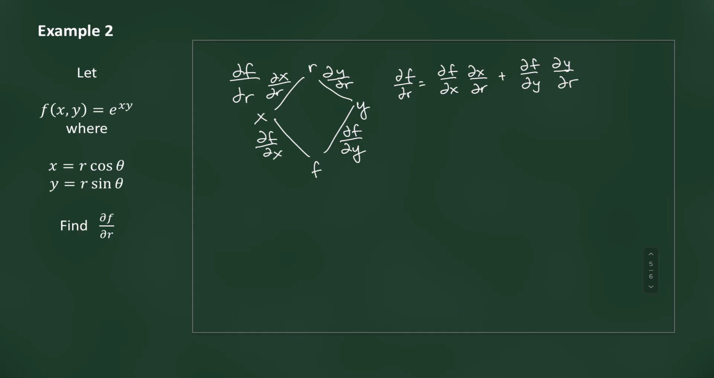All right, so now let's look at each of those pieces. So f of x,y is e to the xy, which means that the partial of that with respect to x is going to be y e to the xy, and the partial of f with respect to y is going to be x e to the xy.